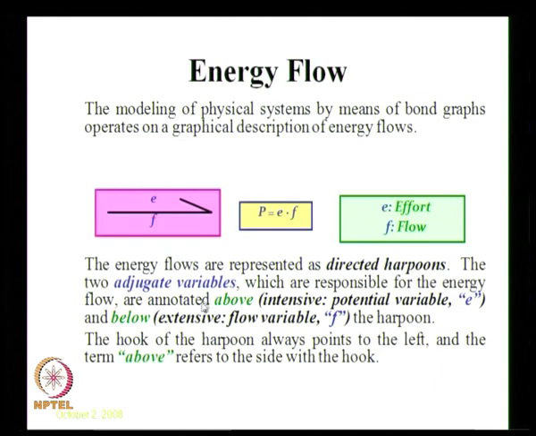So the E is actually above the bond and F is below the bond. Or the other way you can say that the hook of the harpoon always points to the left, and the term above refers to the side with the hook. So when this is the harpoon and this is the hook, this is above and this is below. When it is in the vertical direction, E will be on the left side and F will be on the right side.